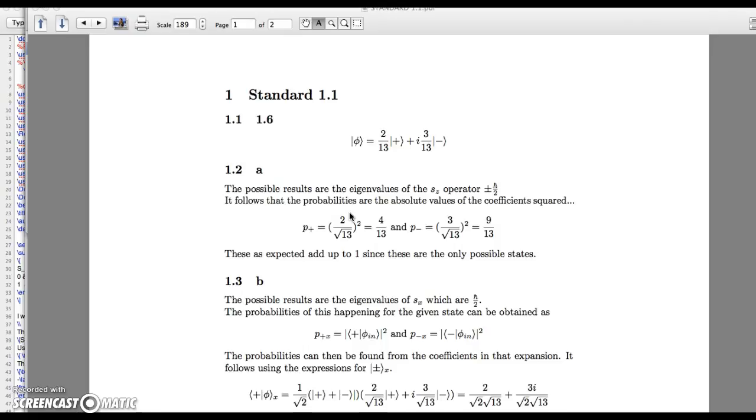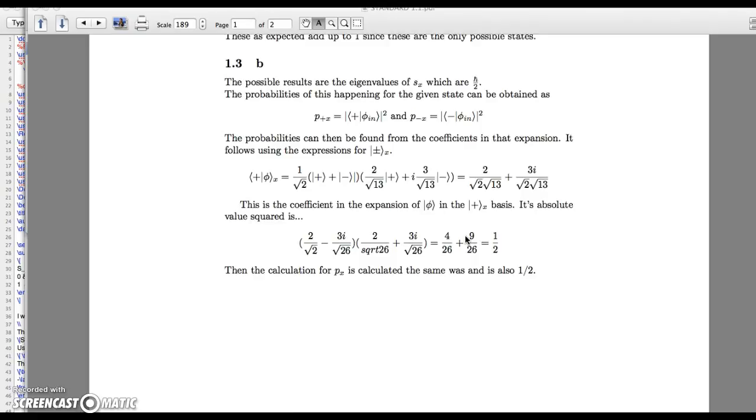So for our spin up probability, it would be 2 over square root of 13, squared. So here's our coefficient, and down here is squared. So that gives us 4 over 13, and our spin down probability is 3 over square root of 13, which is the coefficient right here, squared, and this equals 9 over 13. As expected, these add up to 1 since these are the only two possible states.